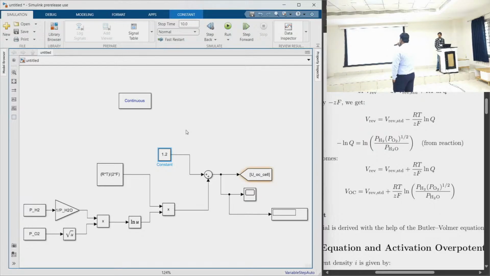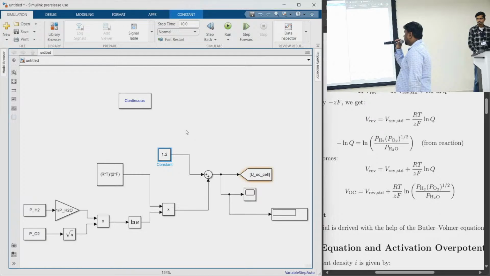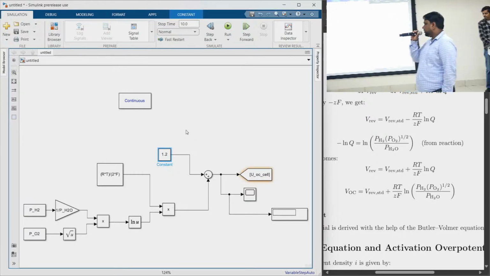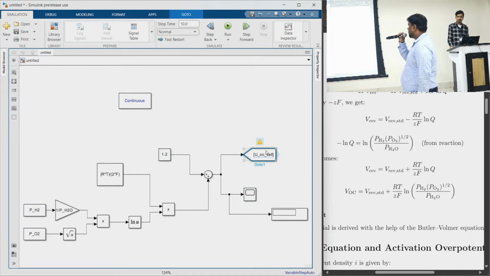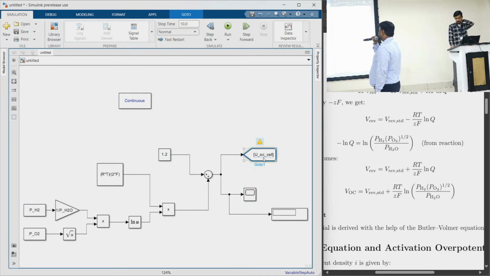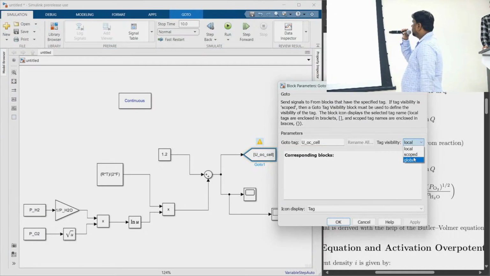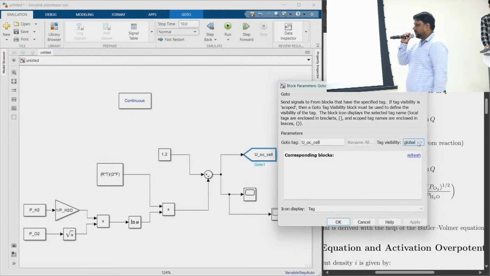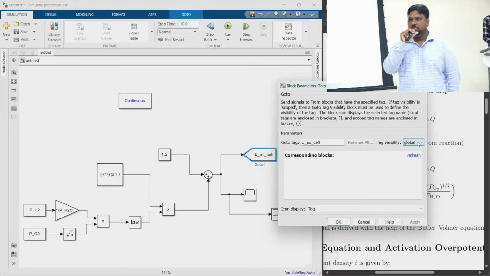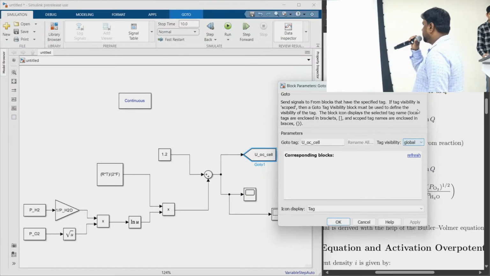So basically we are using a constant block, product block, some math functions and a summation block. So that's how we complete the formula for open circuit voltage. And this is called a go-to block. Double click. If you double click and search, you will find go-to, and in the tag visibility you put global. Because we will use that value for other purposes, we are just tagging the variable B open circuit.